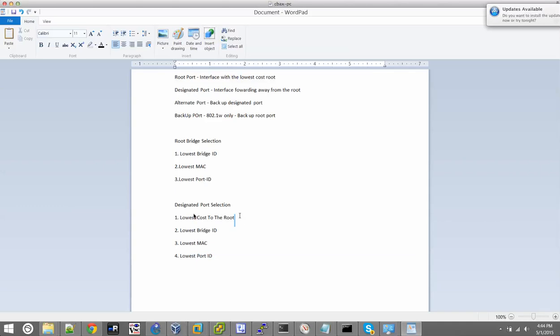We end up going to the designated port selection. You can do this portion in sections, and you'll see what I mean once we start determining which ports need to be what. Essentially, the one who gets the designated port is the one with the lowest cost to the root. If there is a tie in the path cost, then the one with the lowest bridge ID. Once again, the bridge ID is the combination of the MAC address and the bridge priority. If that fails, it goes to the lowest MAC, and if the lowest MAC fails, then it goes to the lowest port ID. Those are pretty much your selection criteria.